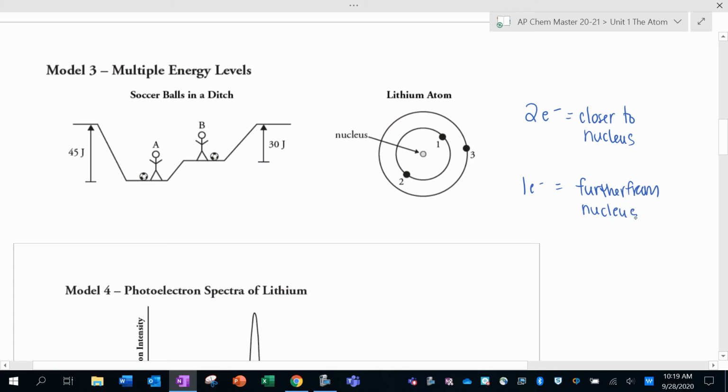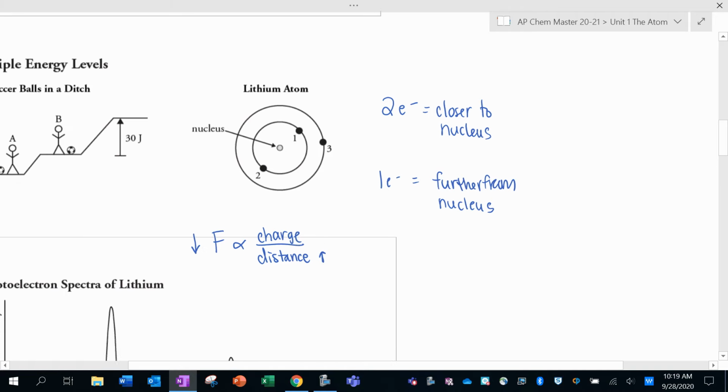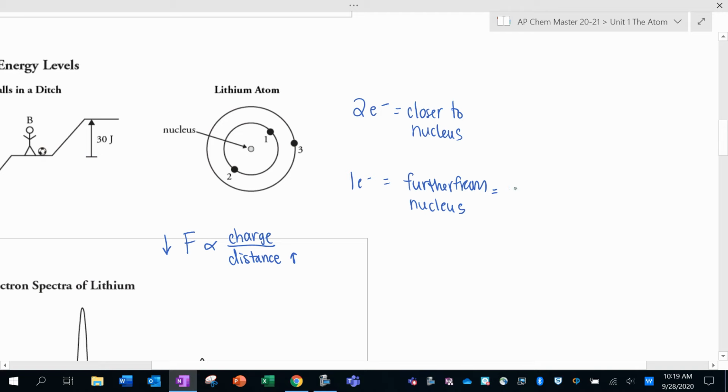If you think about what we know about Coulomb's law, the Coulombic attraction between particles is proportional to the charge divided by the distance. So what that means is if two particles are further away from each other, if the distance is greater, the attractive force is going to be smaller. That means the one that is further from the nucleus is going to be less attracted. It is going to be easier to remove. So it has a lower ionization energy.